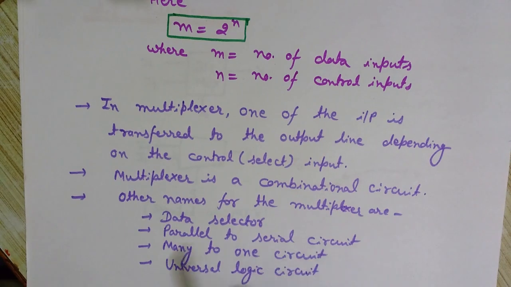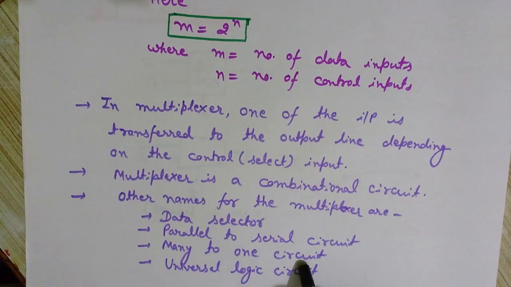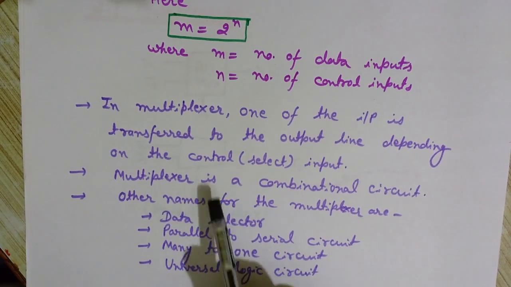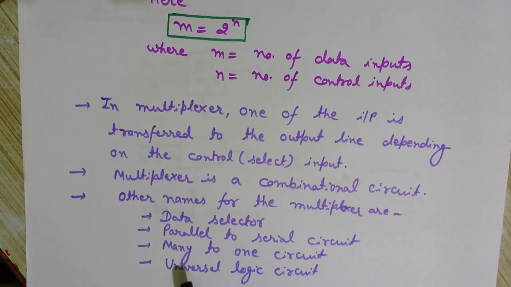So it acts as a data selector. It is a parallel to serial circuit, because multiple inputs we apply in parallel and we get output as serial. Many to one circuit, because on the left side we have multiple inputs and output is only one. And also a universal logic circuit, because using a multiplexer we can design the basic gates like AND gate, OR gate, etc. So this acts as a universal logic circuit because of this feature.